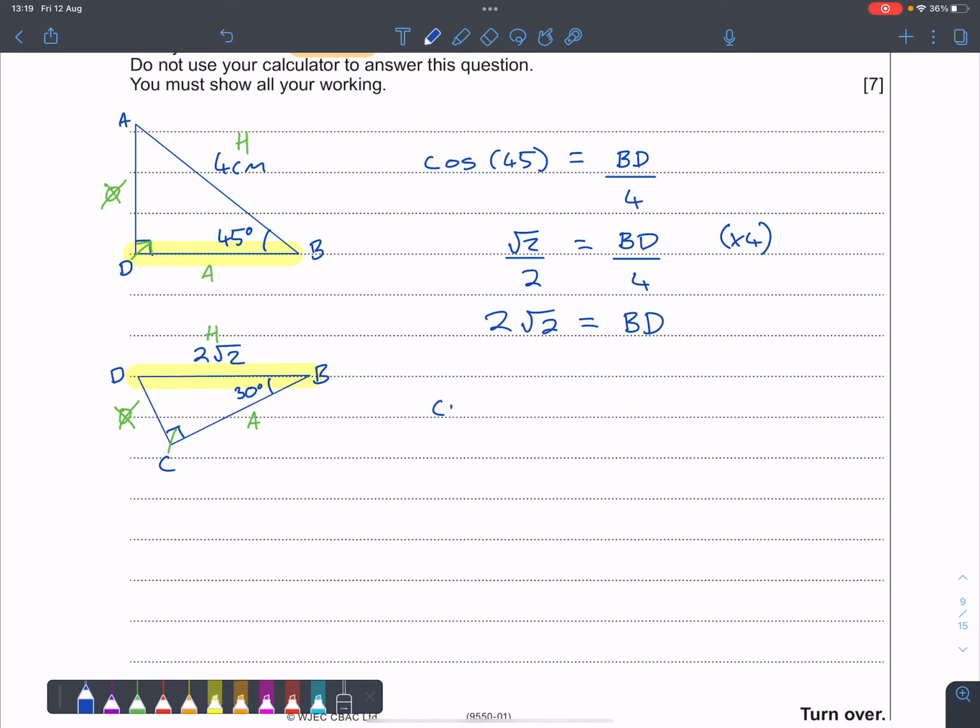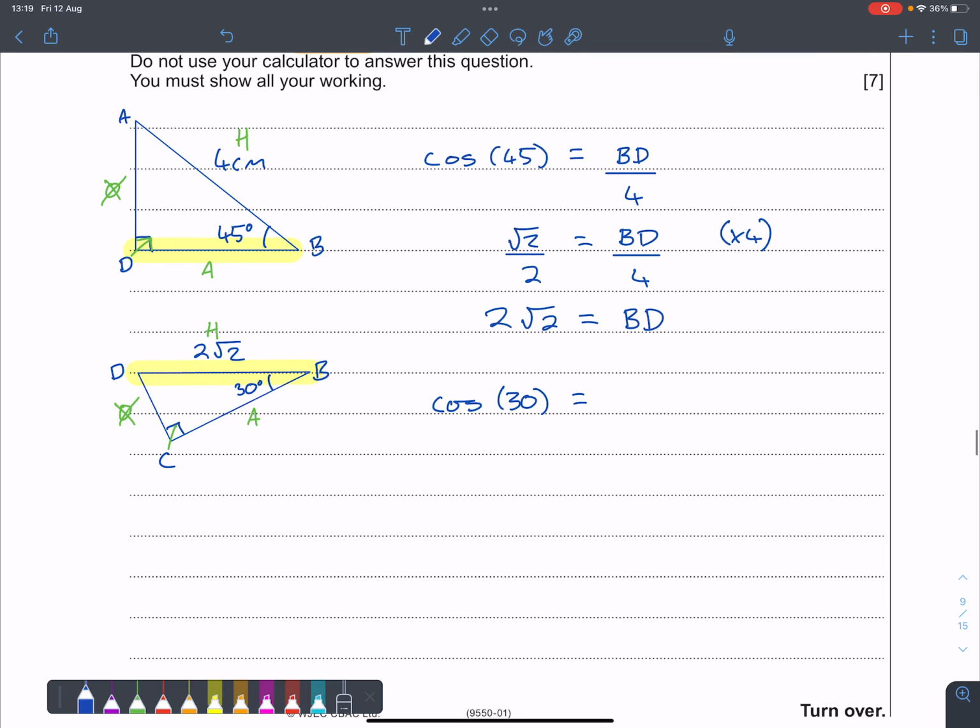So for my second one, I get cos 30 equals the adjacent, which is this side BC, over the hypotenuse, which is 2 root 2. And again, cos 30 is a value that you'll be expected to know. It's root 3 over 2. That's BC over 2 root 2. And if I want to work out what BC is, I need to get rid of that divide by 2 root 2 by multiplying both sides by 2 root 2.